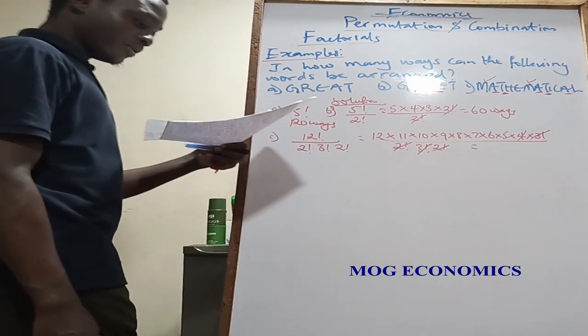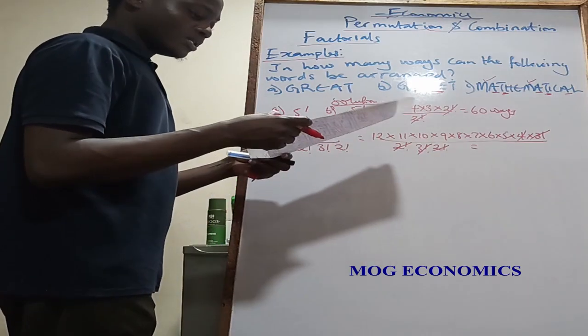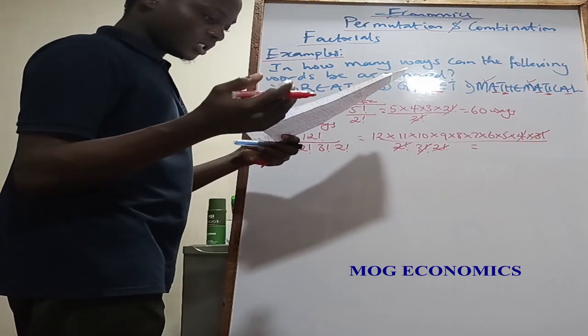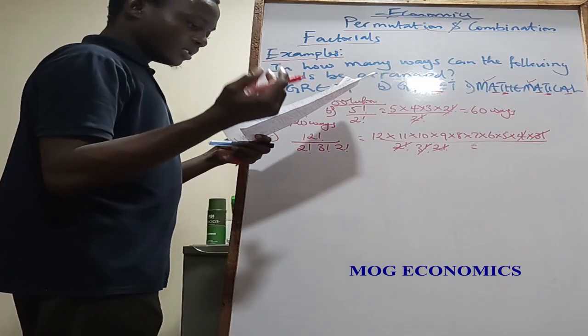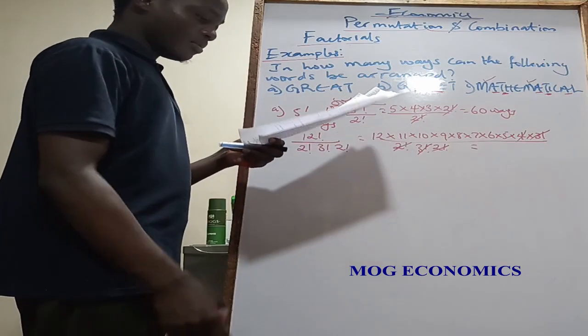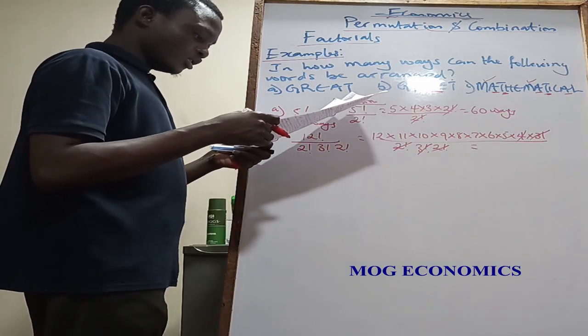Okay, I need to go write the final answer. I didn't write the final answer. So I just left it as 12 times 11 times 10 times 9 times 8 times. Okay, you can just figure out the last figure, and that's going to solve the issue.